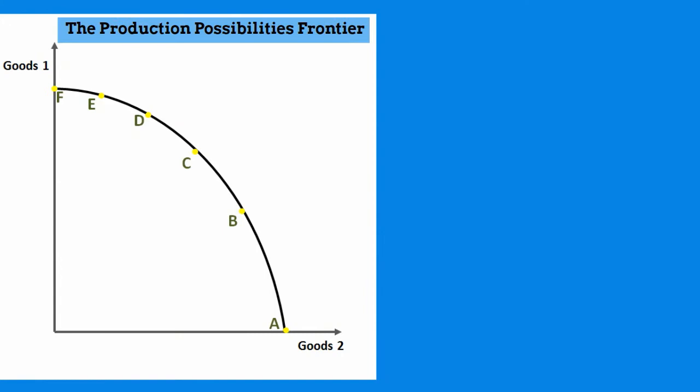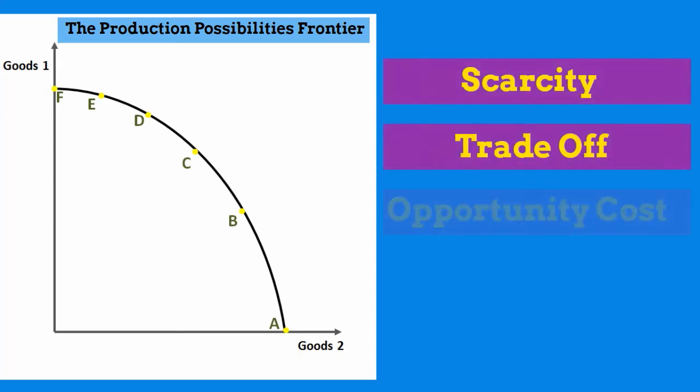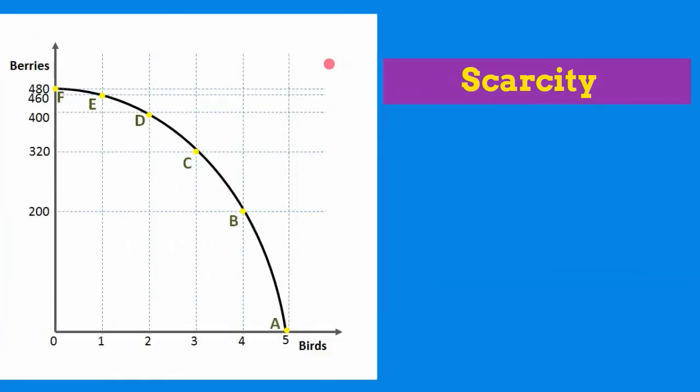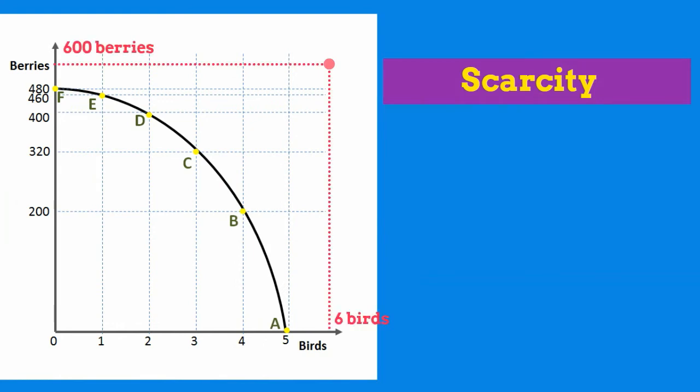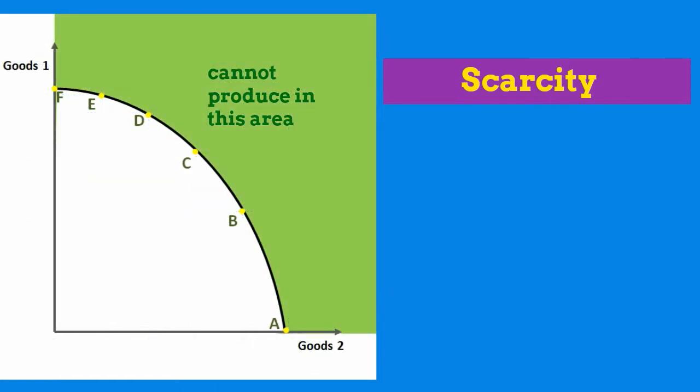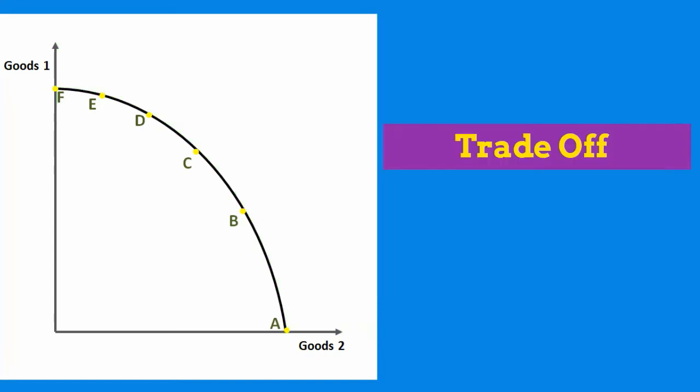This curve shows 4 key economic concepts. These are scarcity, trade-off, opportunity costs and efficiency. Number 1, scarcity. Let's move to a point on the right side of the PPF. This red point depicts a combination of 6 birds and 600 berries, which is an output you will not be able to achieve under the given resources and conditions. You cannot produce at any point beyond the curve. The PPF shows that you have limited resources and demonstrates the concept of scarcity.